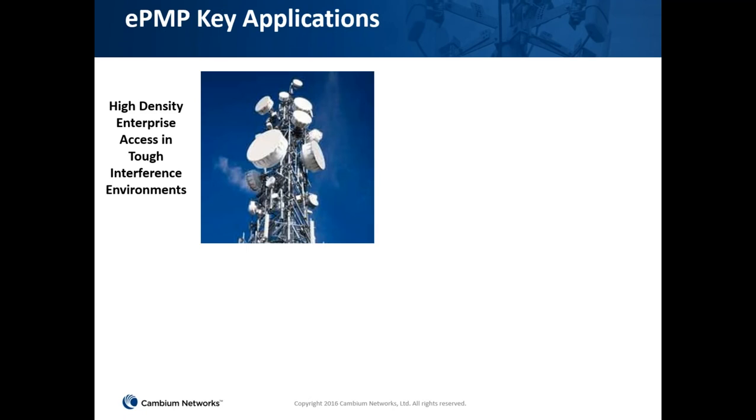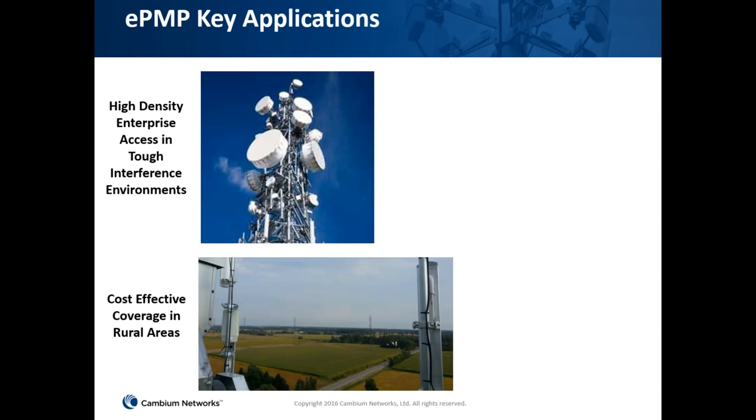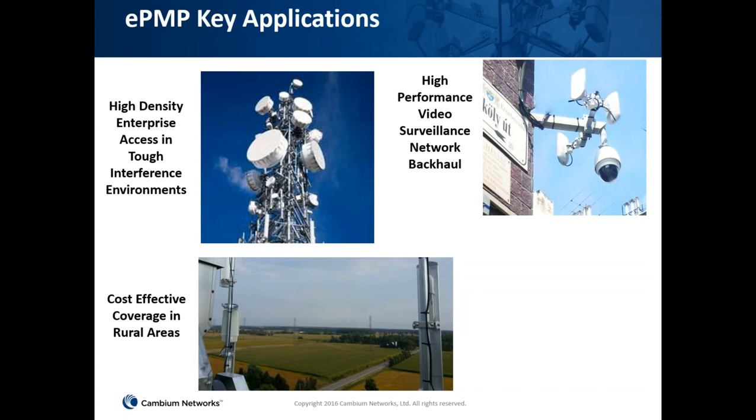So some of the key applications for something like ePMP. High-density enterprise access. These are things like either internet access to enterprise assets or buildings, or things like inter-building connections on a business park, for example. Also includes the application that ePMP is probably best known for, which is cost-effective, primarily residential internet coverage in rural areas and semi-rural areas. We also see a lot of usage for video surveillance, and I'll go into a bit more detail about this specific use case because it brings up some interesting things about ePMP technology.